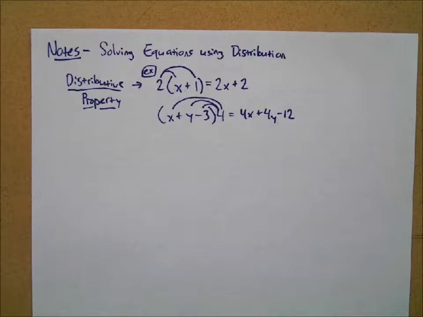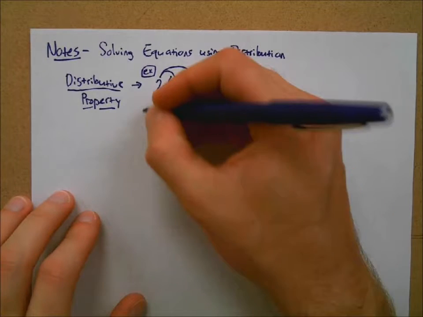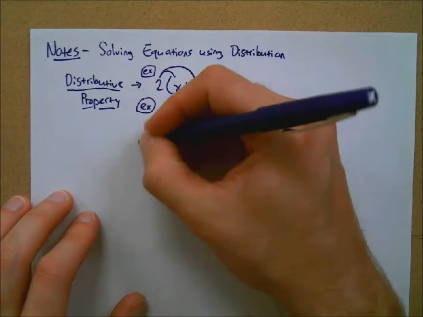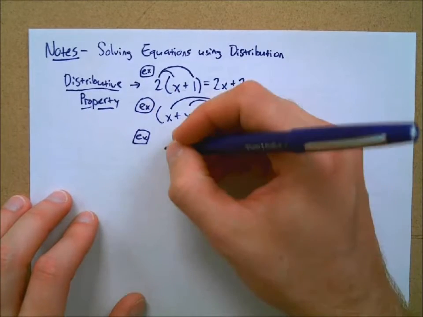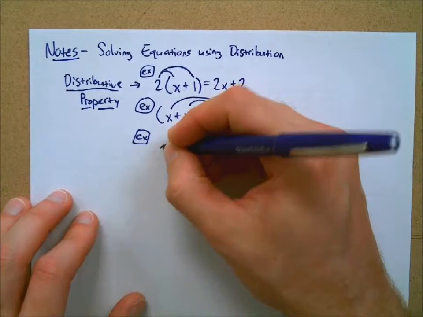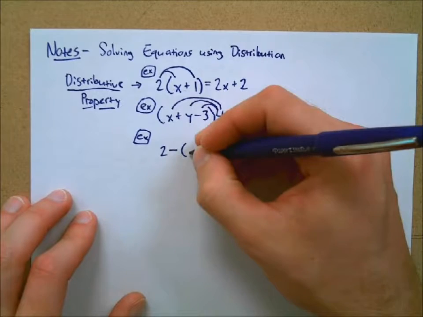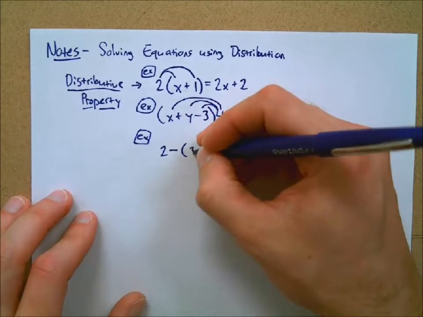All right, so that's the distributive property. So let's see this in action here. Oh, actually there's one more distribution I want to show, because this one can throw some people for a loop a little bit. If I take something like 2 minus parentheses 3 plus x.